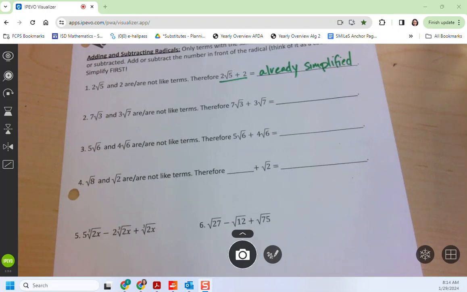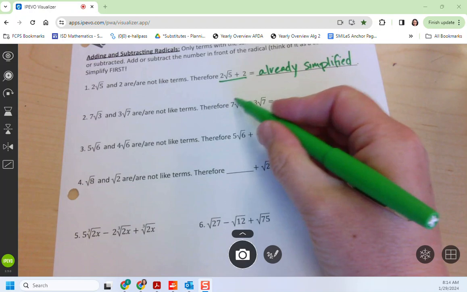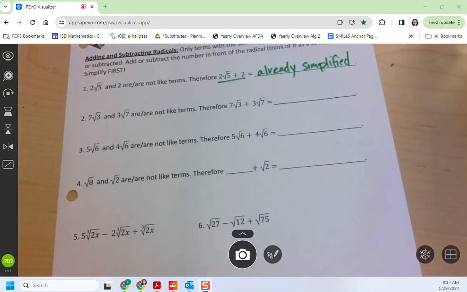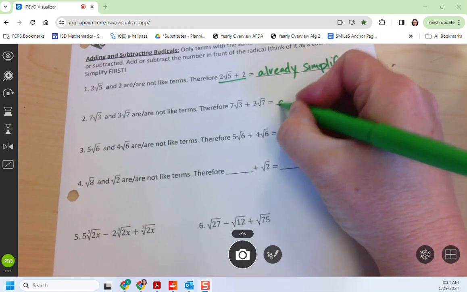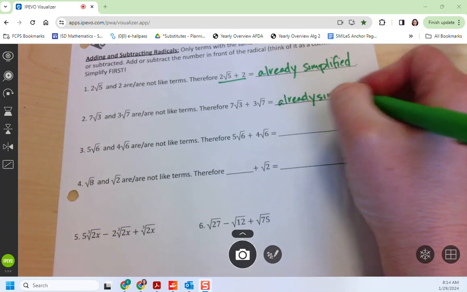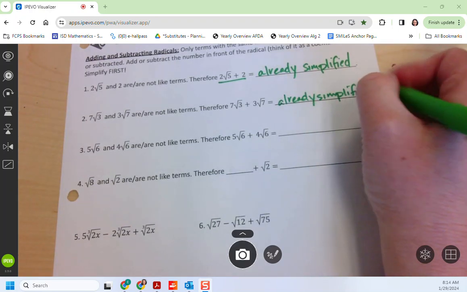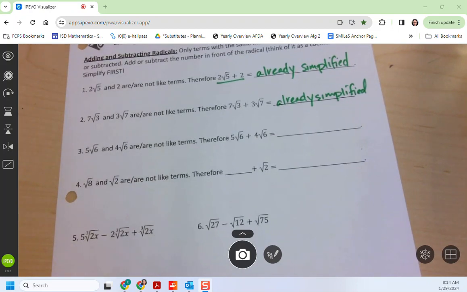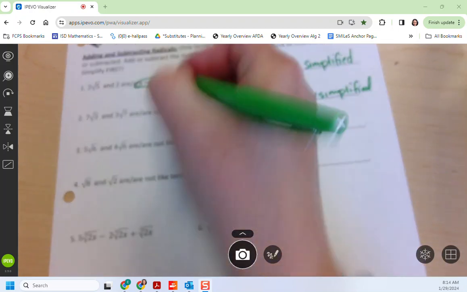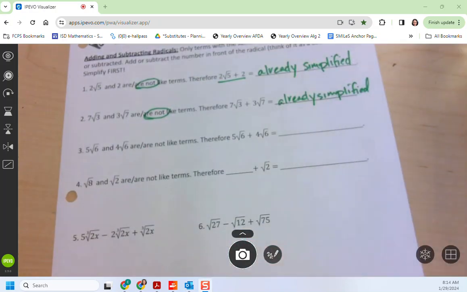It's like it's not anything different. All right, let's look at the next one. They both have square roots, but they have different radicands. That's the number underneath the square root. So again, already simplified. So these were not like terms. Not like terms.